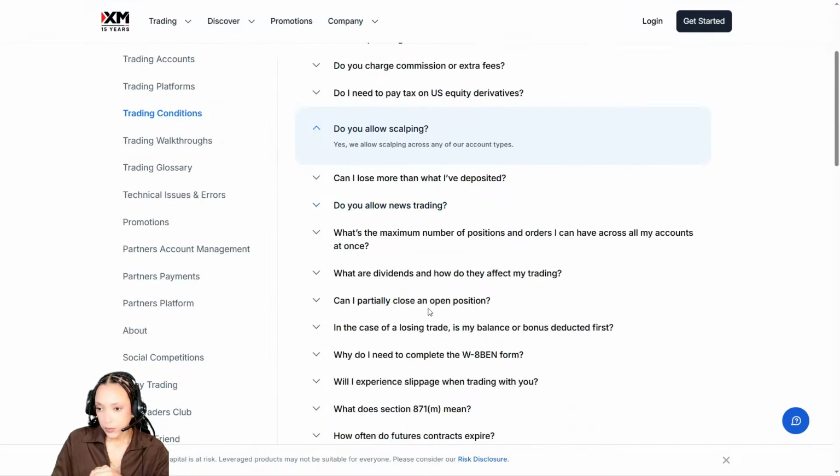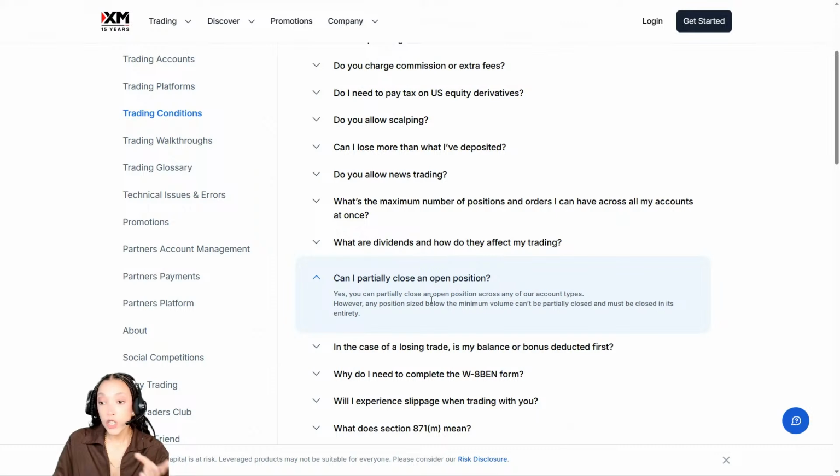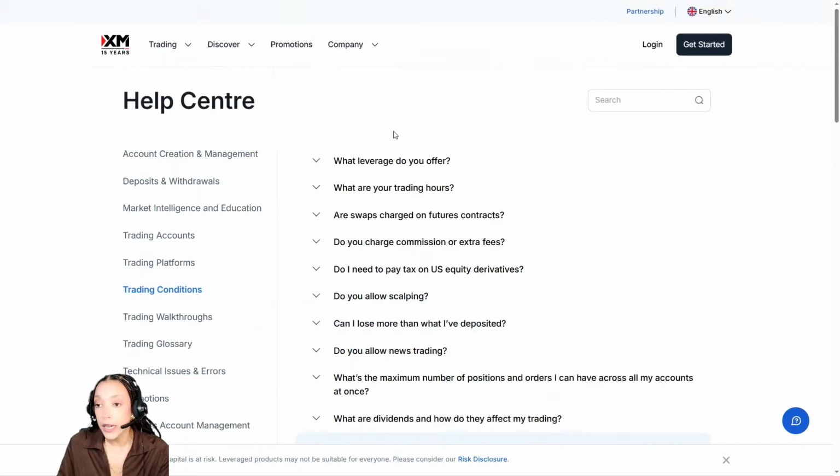Let's see. Can I partially close and open positions? You guys, you can across any of your account types. However, any position size below the minimum volume can't be partially closed and must be closed in its entirety.